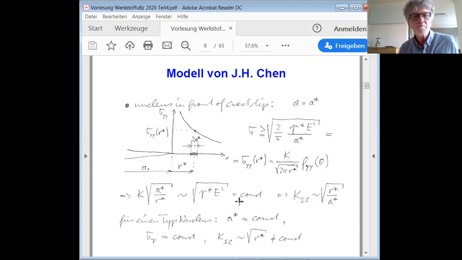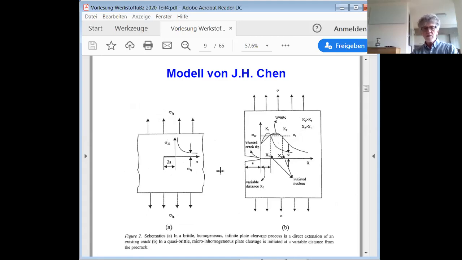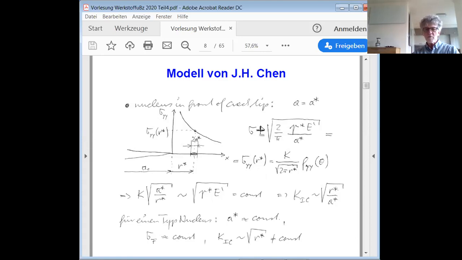For the mechanism of formation and propagation of the crack nucleus, you insert the length of the crack nucleus into the Griffith criterion, and you get, that is very simple, you can go through it straightforward. You see immediately that the stress intensity is not constant. It depends on the distance where the crack nucleus lies in front of the initial crack tip. But the cleavage stress sigma F is constant. Of course, for the propagation of the crack nucleus, a critical stress, the cleavage stress sigma F, must be exceeded.